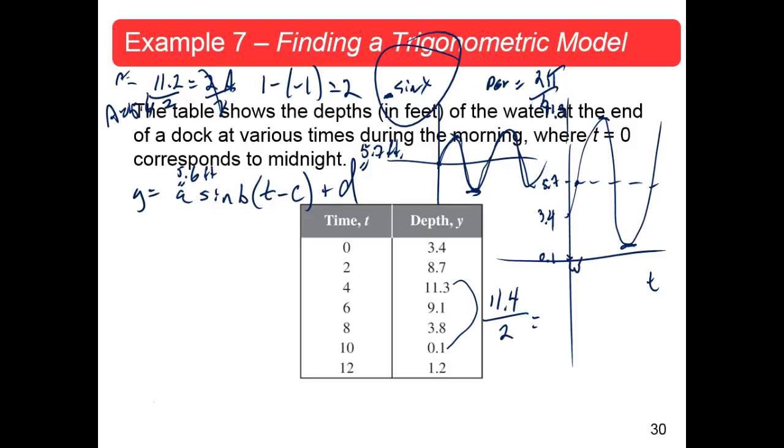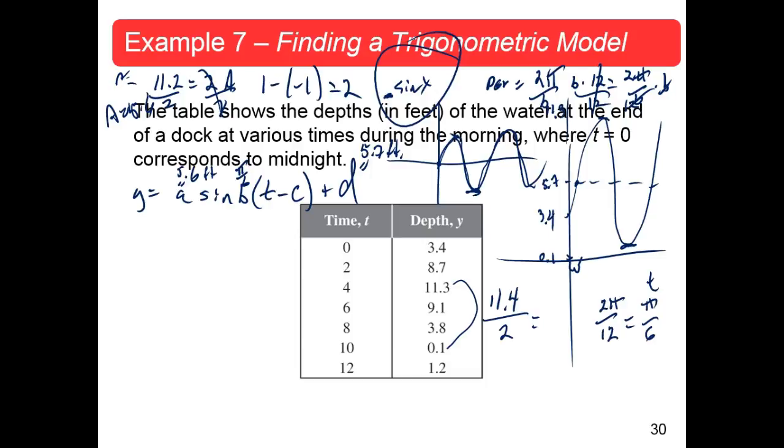Okay, we're looking for B. You just told me what the period was, didn't you? What did you tell me it was? 12, and that happens to be hours. So the 12 is equal to 2 pi over B. Multiply both sides by B, which gets rid of the B in the denominator, which I didn't like, and divide by 12. And what is our B then? 2 pi over 12, which is pi over 6. That is B. Okay? So our B here is pi over 6.